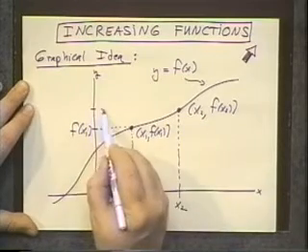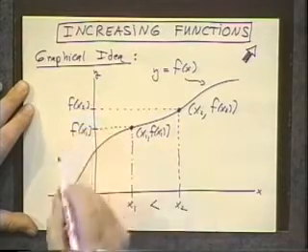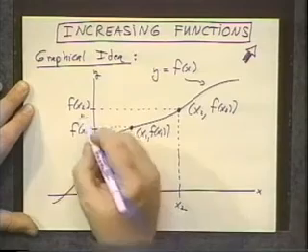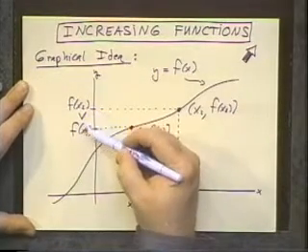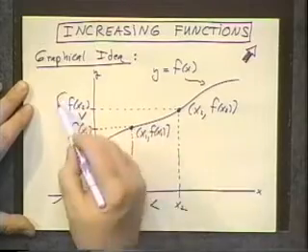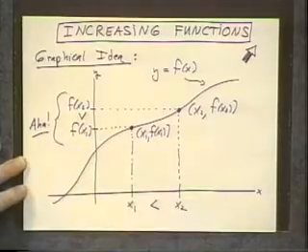And if I mark it over on the y-axis, I have f of x2 here. And since that's above f of x1, the inequality goes that way. The number on top is larger than the number on the bottom. This is where we have a moment of aha.